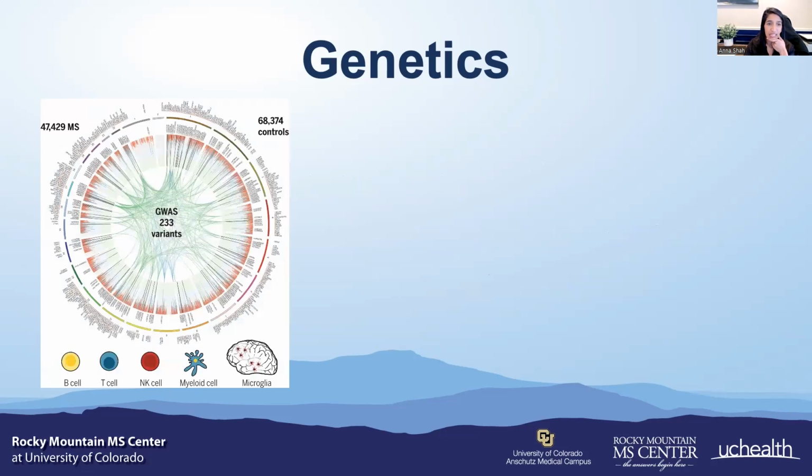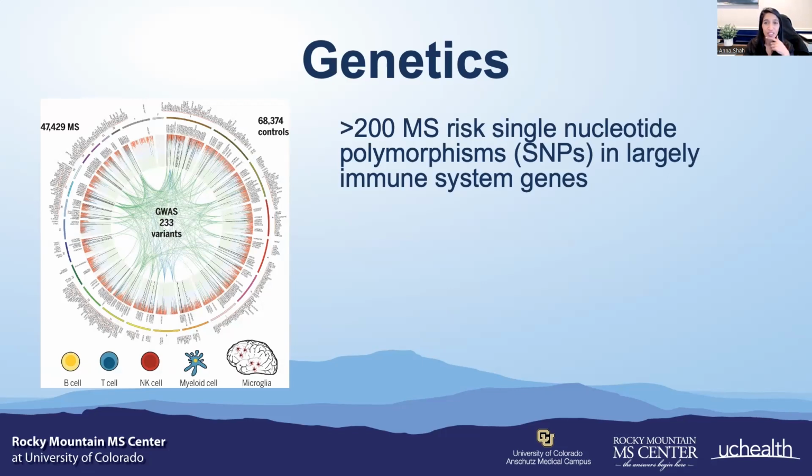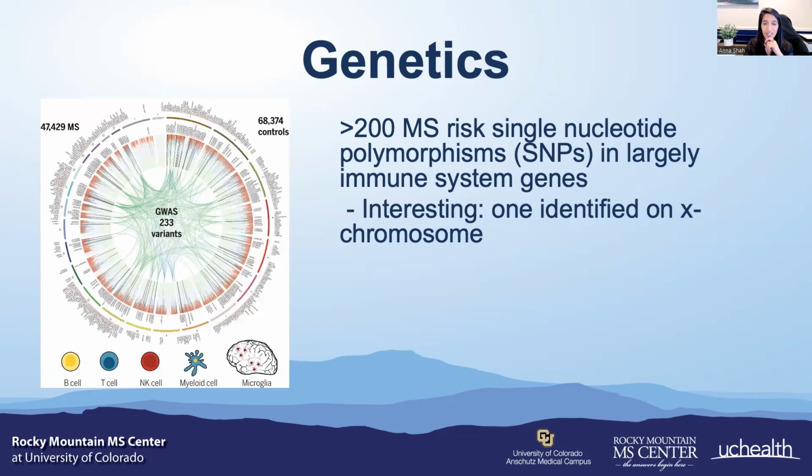There was a big genome-wide association study done evaluating multiple sclerosis back in 2019, where they really identified over 200 different MS risk single nucleotide polymorphisms. And these were really identified in a variety of immune-related cells. One of the things that I think is really fascinating is that one of those SNPs was identified on the X chromosome, which makes us wonder if that has some role to play in why females might be more predisposed to multiple sclerosis as opposed to their male counterparts.